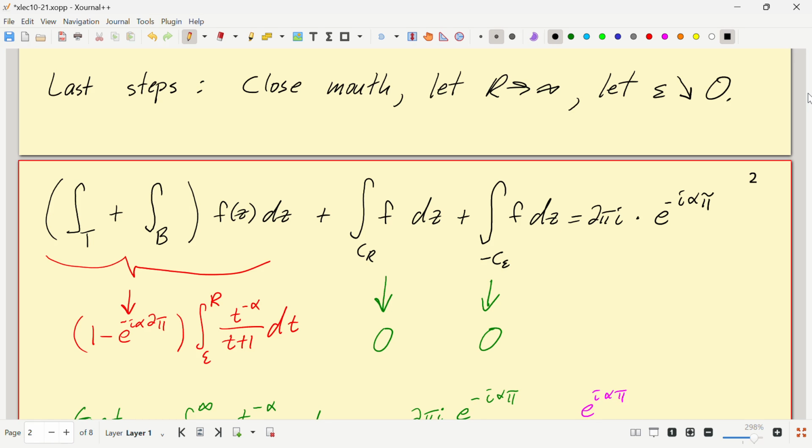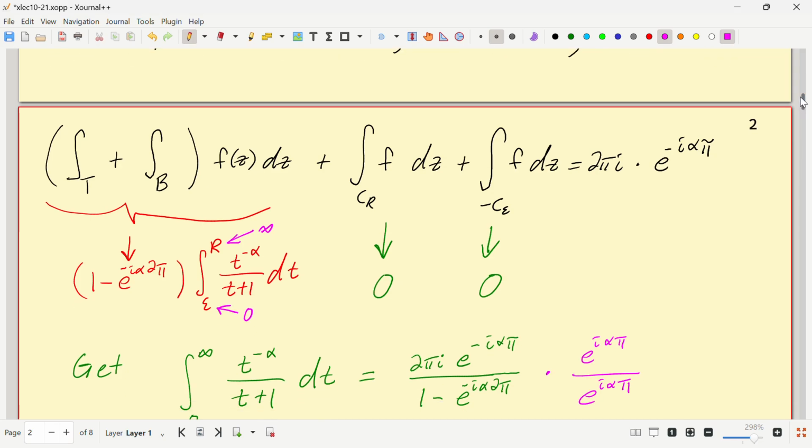Now that I've done that, notice the integral goes from epsilon to r. The next thing I do is let r go to infinity. That would make the c sub r term go away. And, of course, it would make this r go to infinity when I let r go to infinity. And the next thing I do is let epsilon go to 0. That makes the integral along c sub minus epsilon go away. And that would make this term go to 0 in that limit.